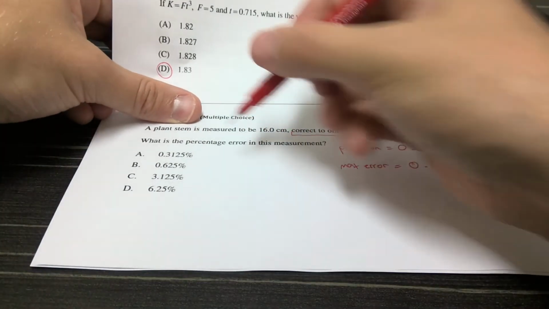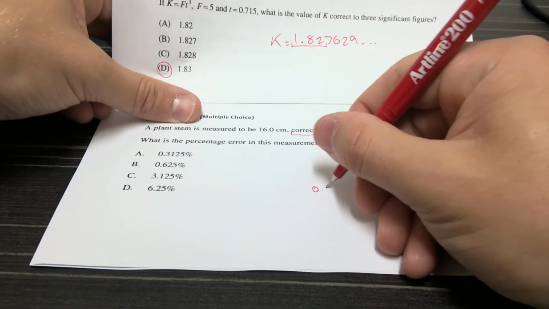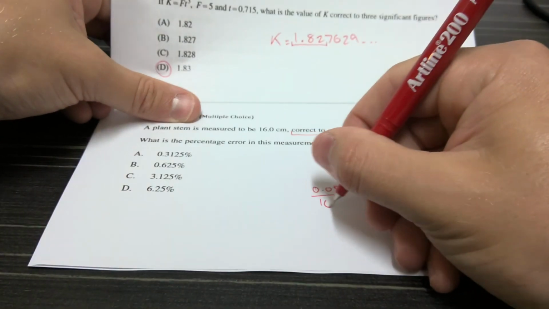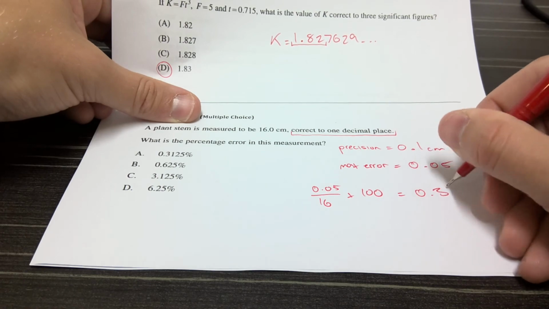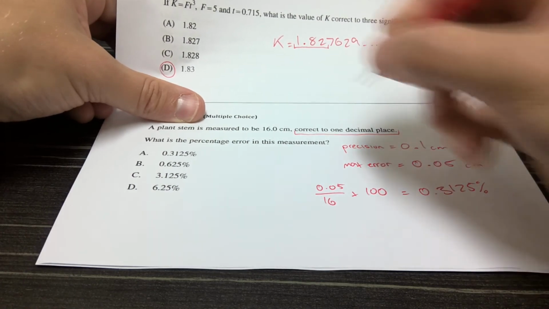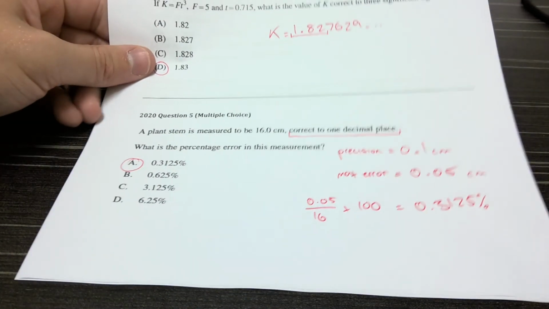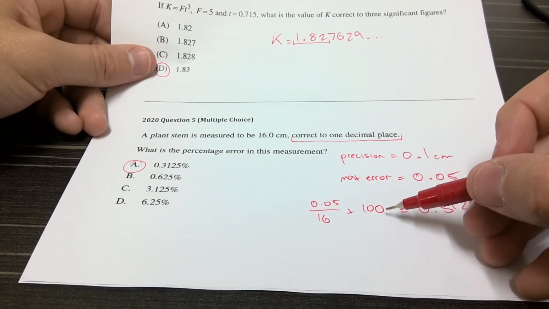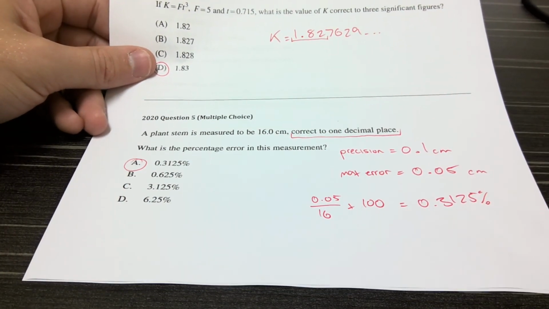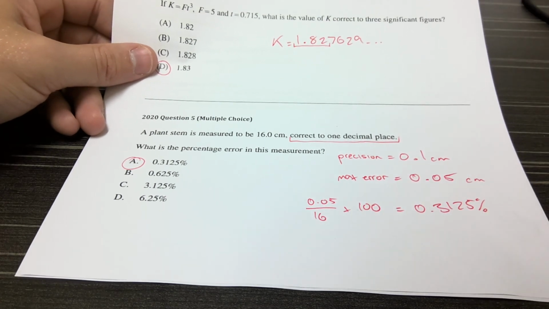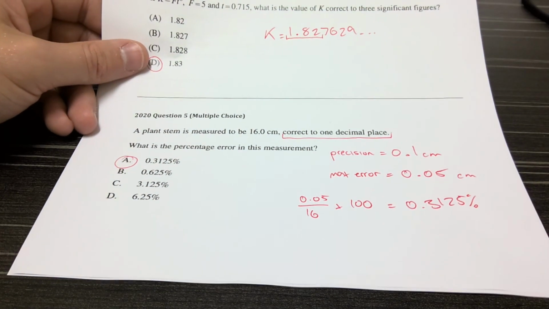And now for the percentage error, we're just going to do 0.05 over 16, times by 100, and you're going to get 0.3125%. Again, just remember to multiply it by 100, not by 100%, because if you multiply by 100%, that's essentially just multiplying by 1.